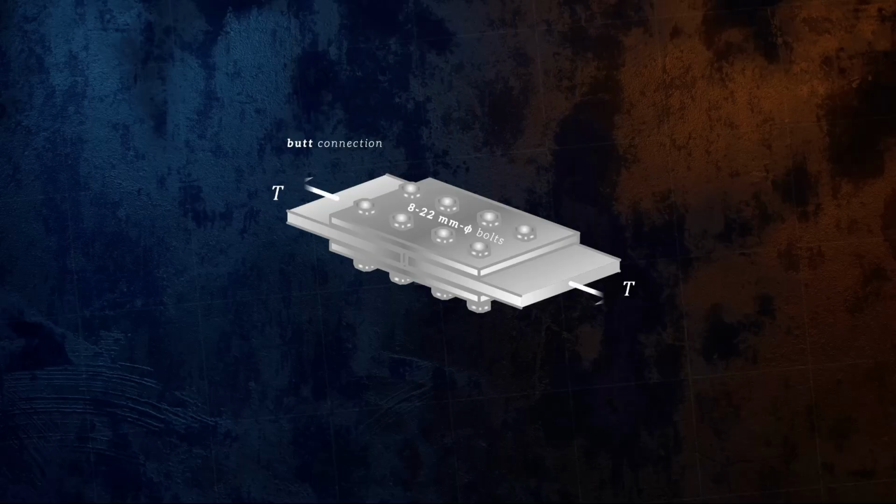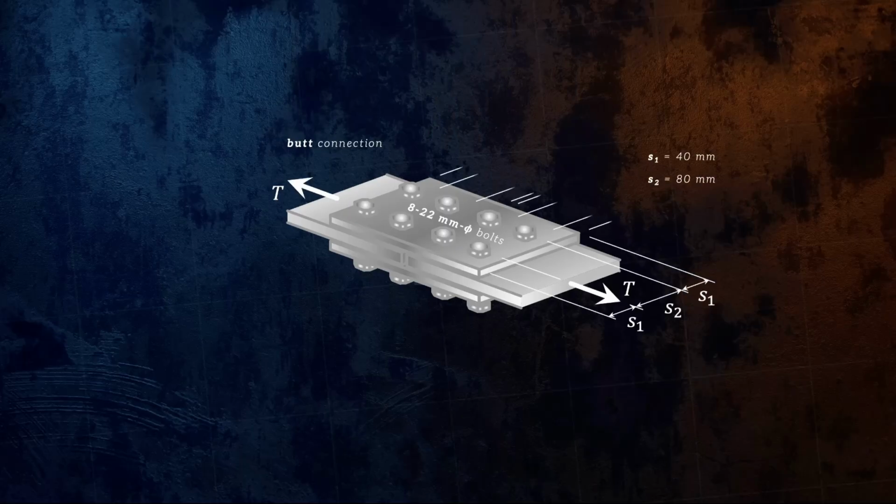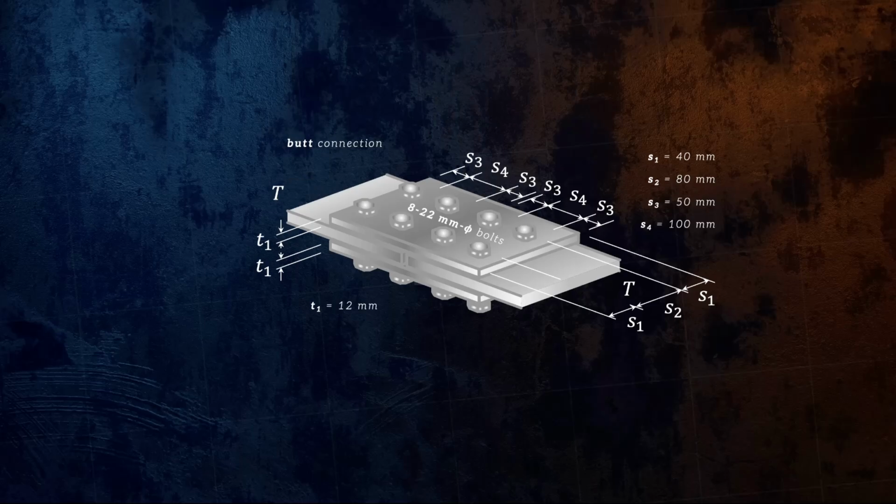Also, in the problem, we are given the spacings, namely S1, S2, S3, and S4, along with the thickness of these plates. That is, the thickness of the top and bottom plates, T1, and the thickness of the middle plate, T2.